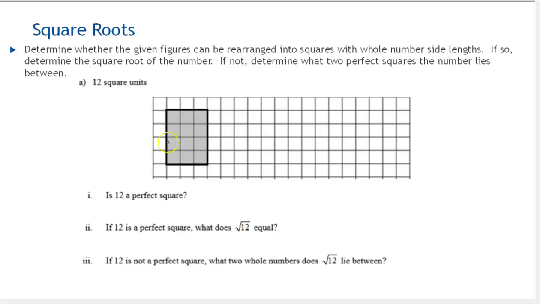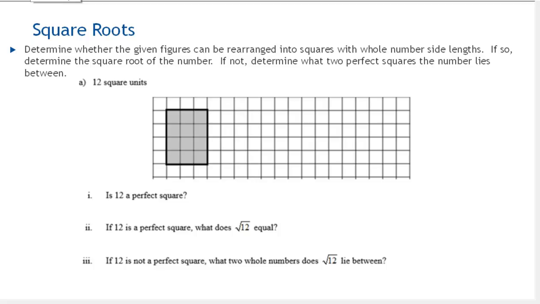Okay. So here we're given 12 square units. And if we wanted to, you could think, maybe if this was made of Play-Doh, of moving this around, moving the area, and making a square out of it. But what we're most interested in right now is, is it a perfect square? A perfect square is when we have whole number side lengths.